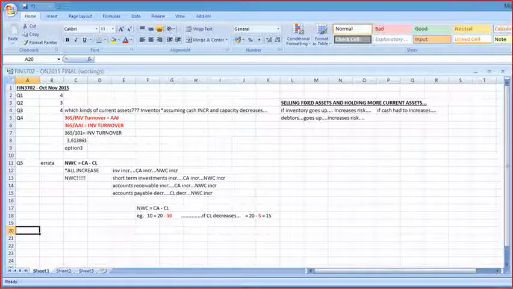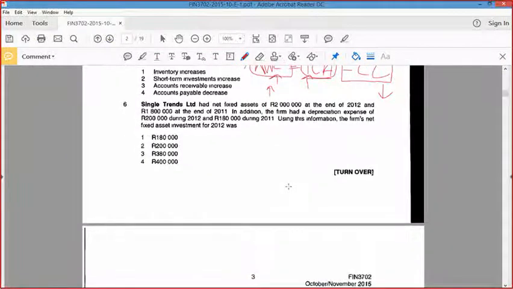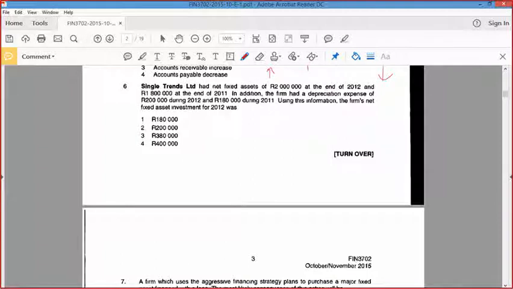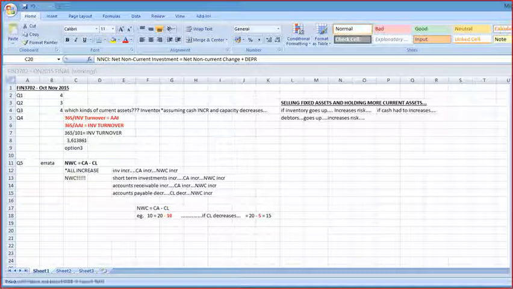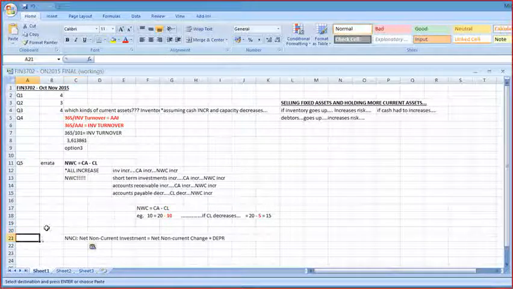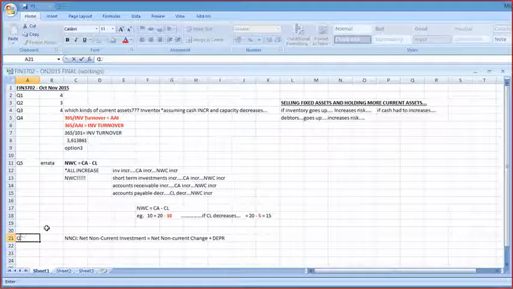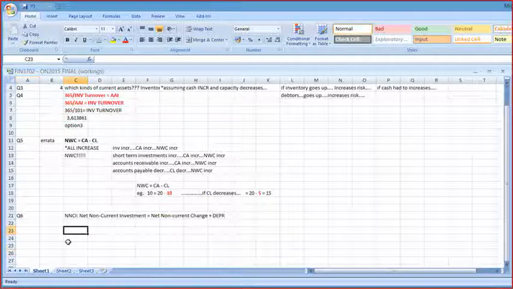Okay, question 6. This one's not too bad. You're looking at net fixed asset investment, the NNCI, which is the non-current assets. Remember, fixed assets, non-current. So in your textbook, or study guide or notes, we spoke about the equation for NNCI. I'm going to give it to you. You might have forgotten it because it's been a while since we've done these, and you're writing finance only in June, which is far off. So I'll help you with the equations, but then you can do the working.